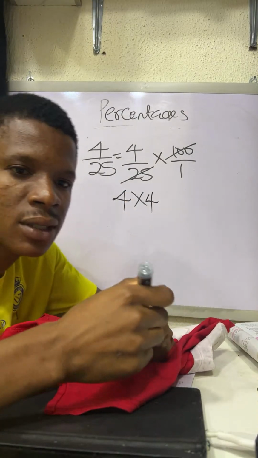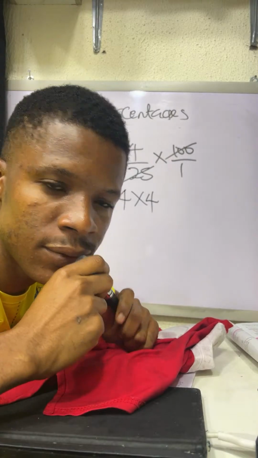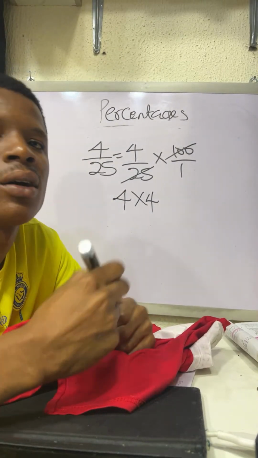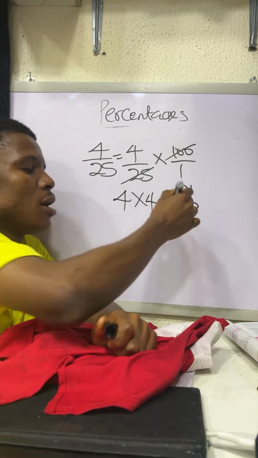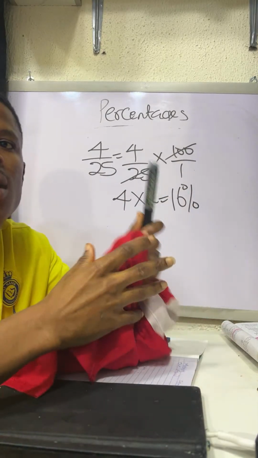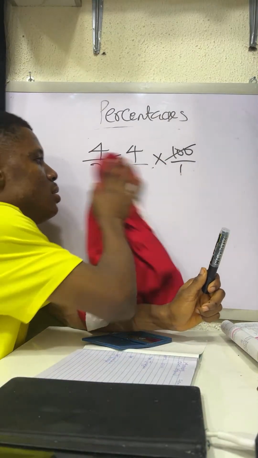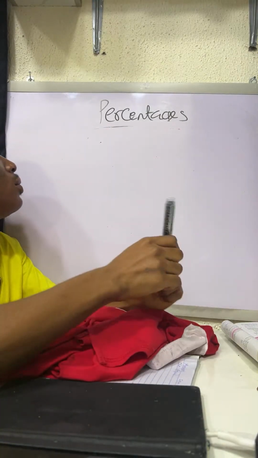So what is 4 times 4? 16. Okay, 4 times 4 is 16. So the answer is 16%. Okay, good. That's very easy. So we look at the next one.